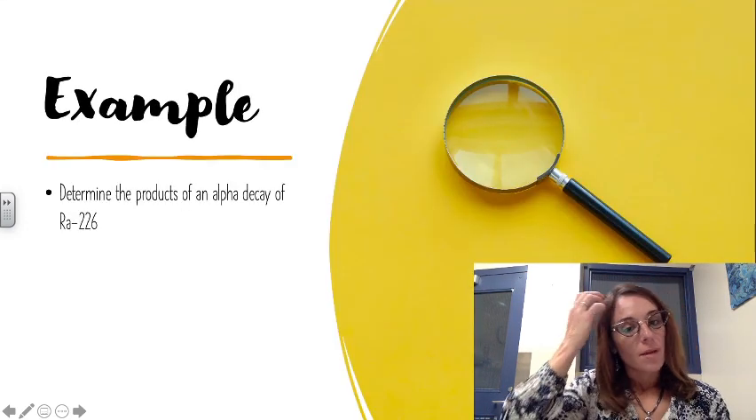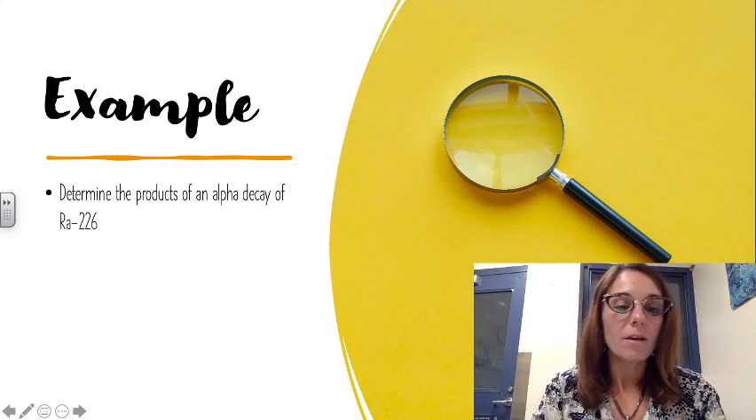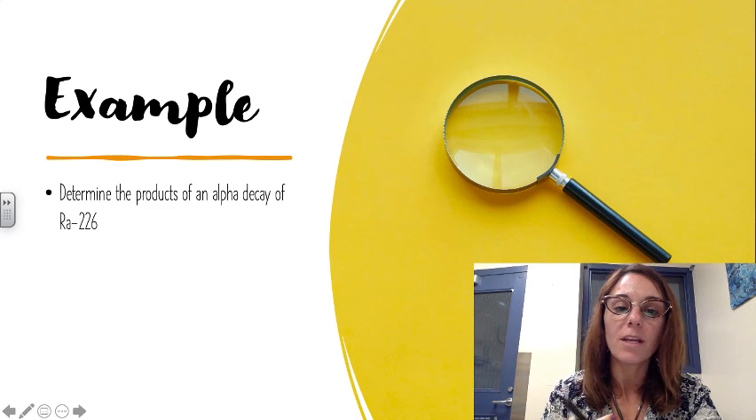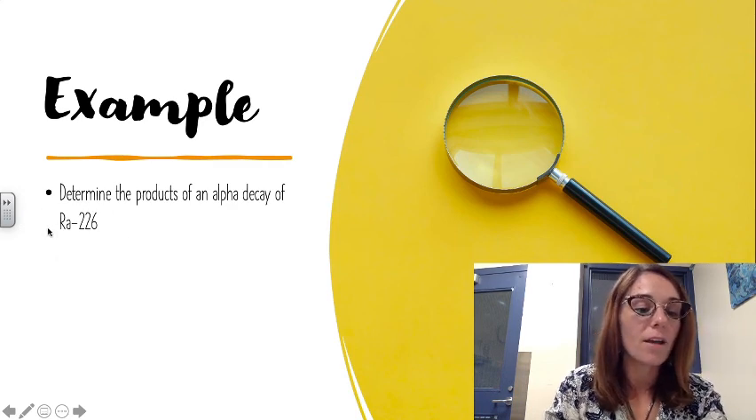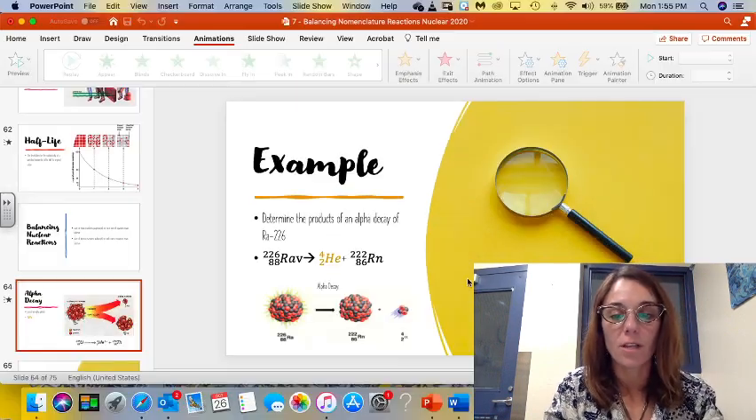Okay, let's do another example here. Determine the products of an alpha decay of radium-226. So we're not given very much information here, but we can easily figure this out. First of all, I want to know what the products are. So this tells me that radium-226 is one of my reactants. And I know it's an alpha decay because that's in the question. So let's go through here.